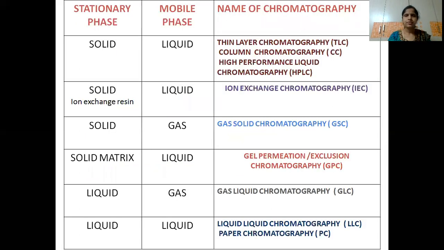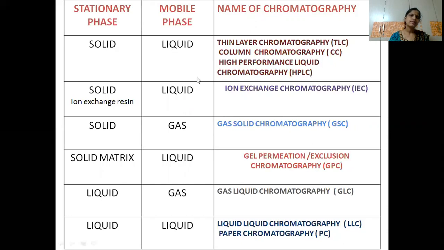Now this is another type of classification, based on the nature of the stationary phase and the mobile phase. Here, you can see that there are different techniques again. Thin layer, CC stands for column chromatography, then high performance liquid chromatography, which is HPLC. In all these cases, the stationary phase is solid and the mobile phase is liquid. So solid and liquid are seen in all these three different types of chromatography.